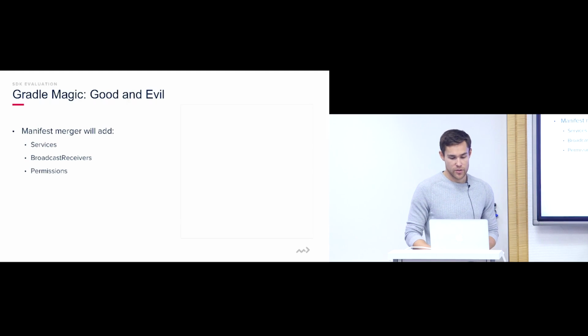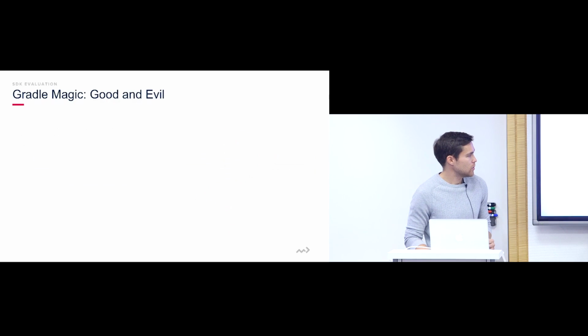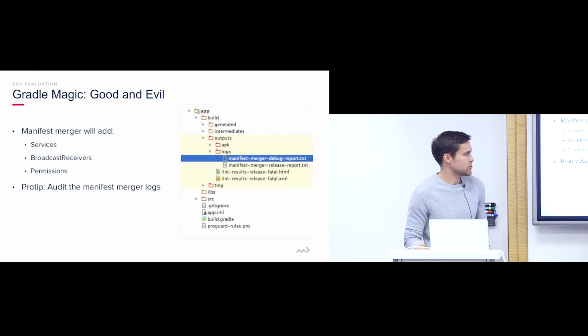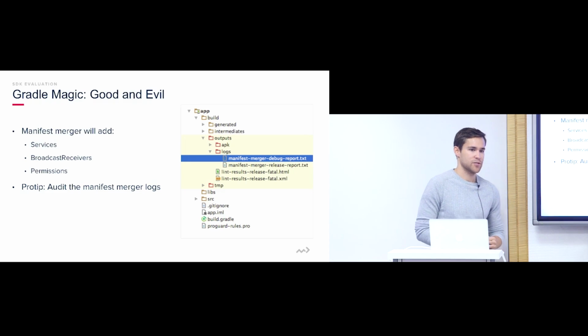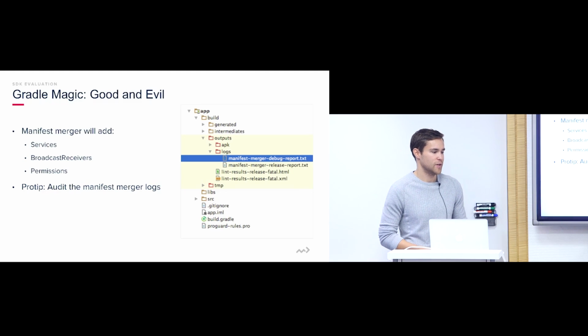So one easy way to do this, one little pro tip, is that Android Studio after a build will give you a manifest merger debug report. One thing I saw recently is an SDK that wasn't defining a min SDK version in their manifest, which is probably just a silly mistake by a developer.